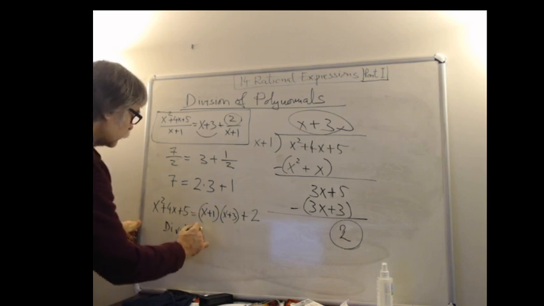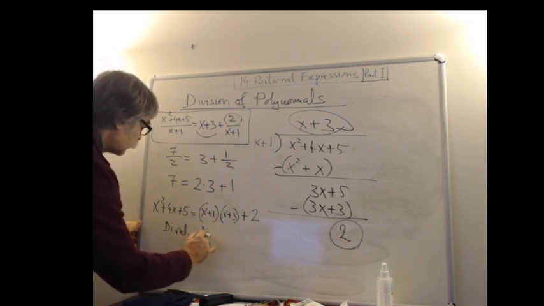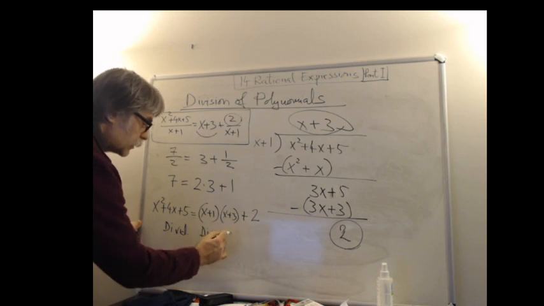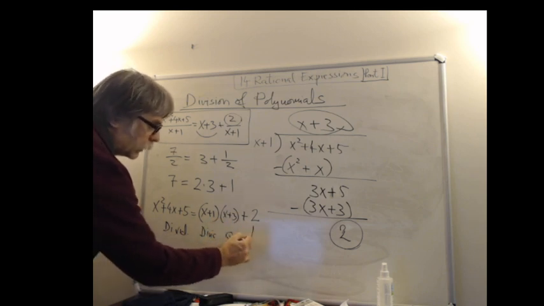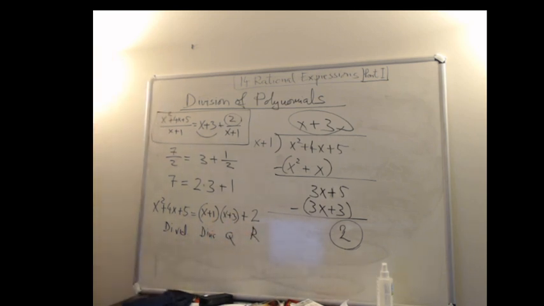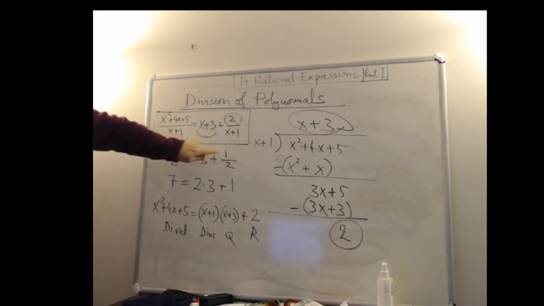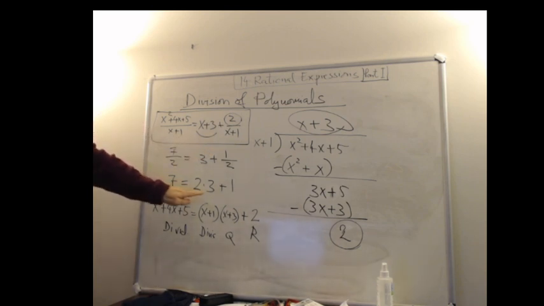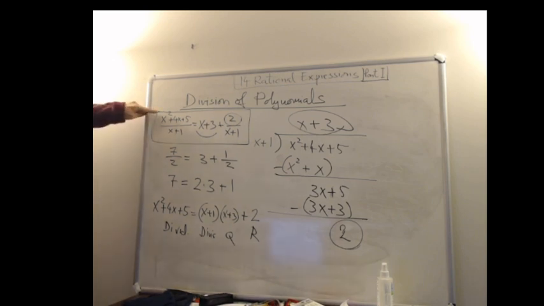This is divisor. This is quotient. And this is the remainder. The same as here. Dividend, divisor, quotient, remainder.